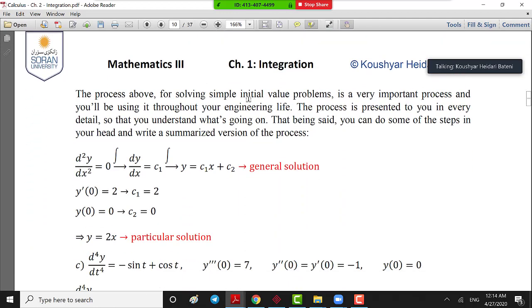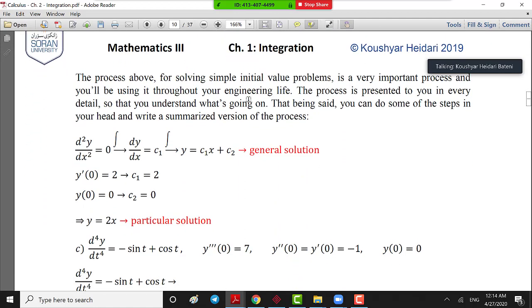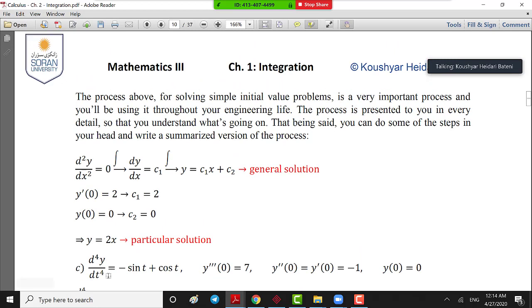Now, in the next example, you see that the differential equation that you have is a 4th degree differential equation. In order to solve it, you need 4 initial conditions. And you know, just by looking at the differential equation, that the general solution to this differential equation is going to have 4 undetermined constants.